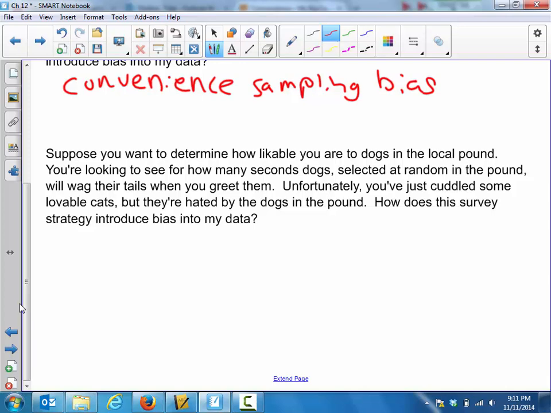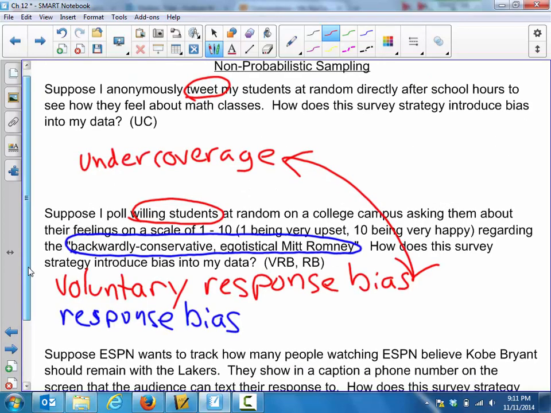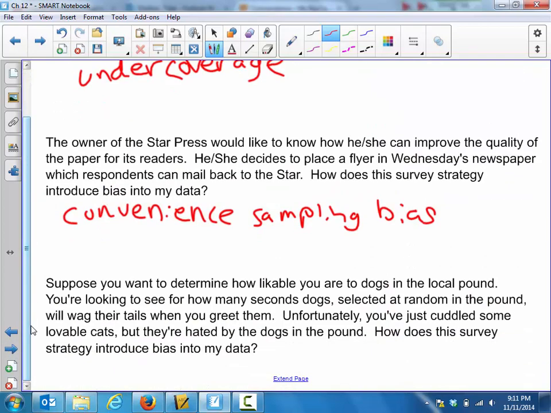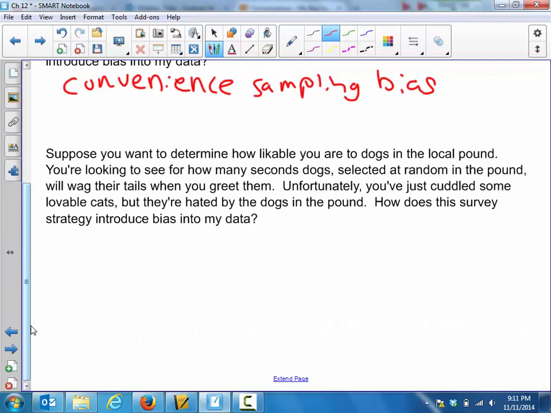Well, I don't think this is the clearest example ever, but it always makes me laugh when I read this one. Okay, so if you want to know how long the dogs will wag their tail when you greet them, perhaps as a way of determining whether or not they like you, and you've just cuddled some lovable cats, then clearly it is closest to the example in the middle here where we said that we thought Mitt Romney was backwardly conservative and egotistical in the asking of how people feel about him.